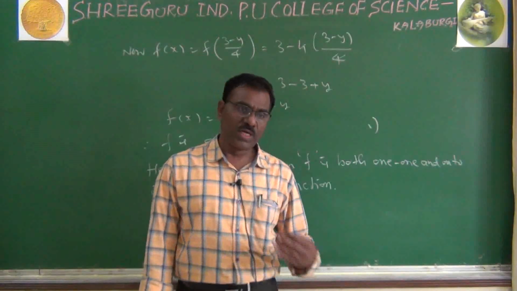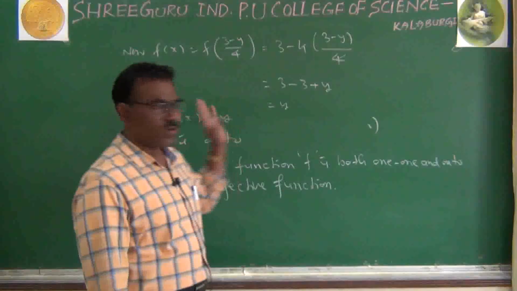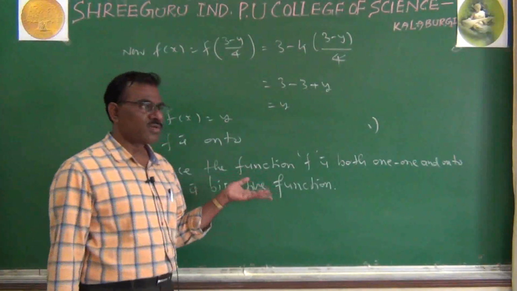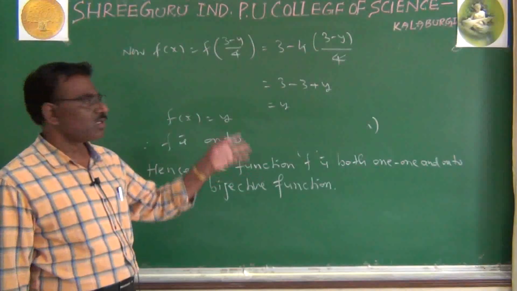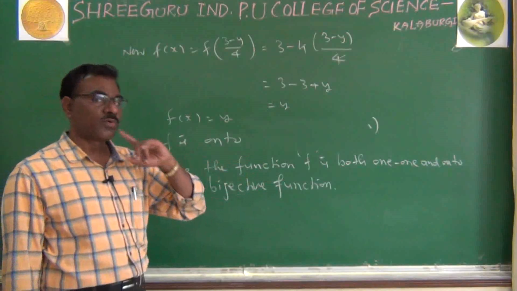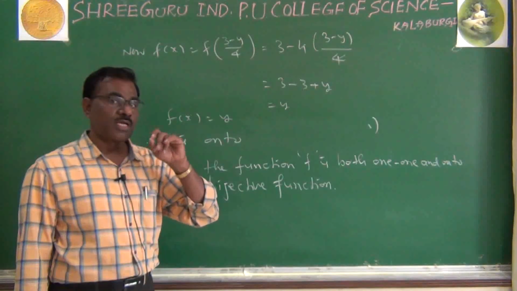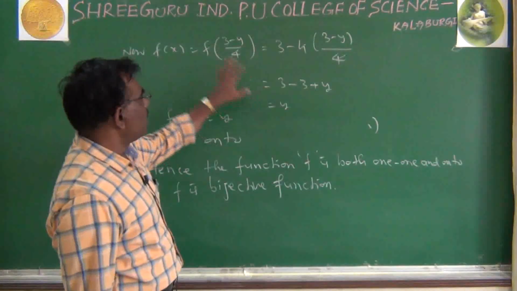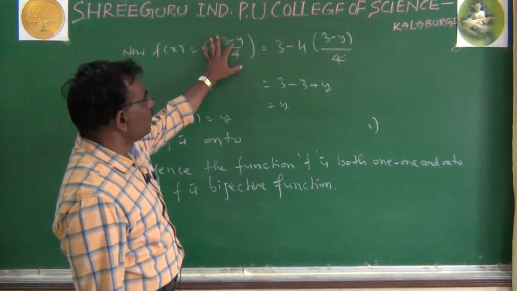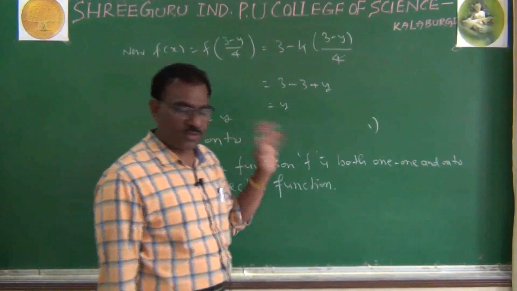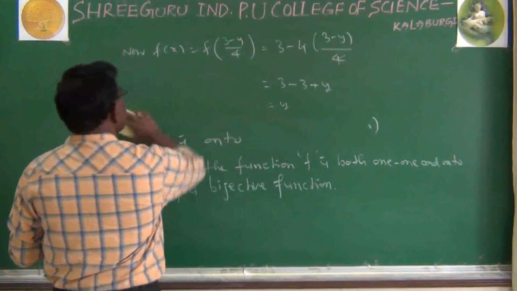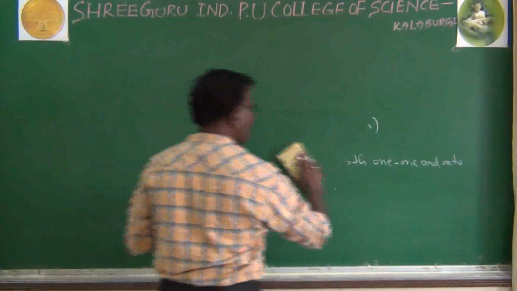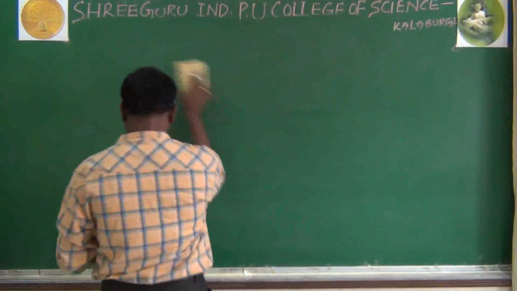So one-one means we have to prove x1 equal to x2, that is over. But onto means you have to select one codomain element, f of x is y, and x should be in R. So we have to solve x in terms of y. Next, f of x is y, or even f of 3 minus y by 4 equal to y. So this is onto. The function is both one-one and onto, hence it is bijective. Okay.